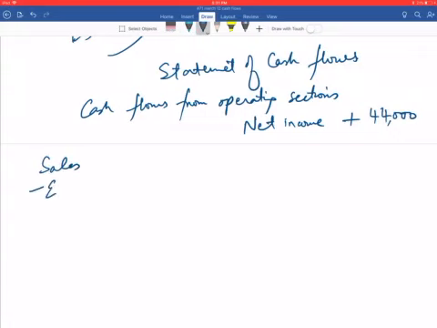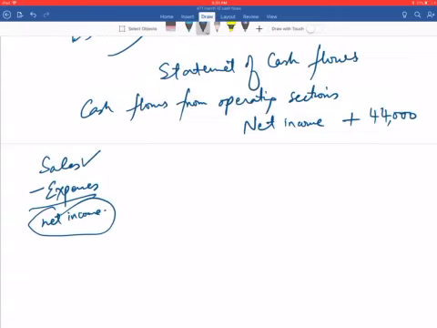But what is net income? Net income is sales minus expenses. I'm writing on the left side here just to show you, sales minus expenses is equal to net income, right? I'm just summarizing. If the net income is cash, we are assuming sales is all cash, we are assuming expenses are all cash, and net income is cash, right?